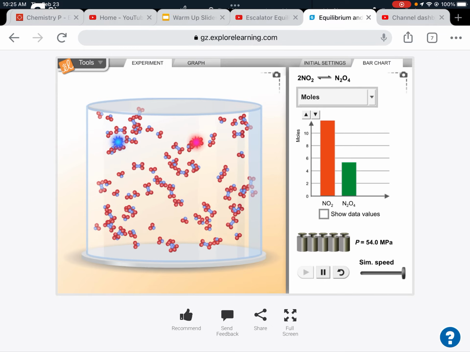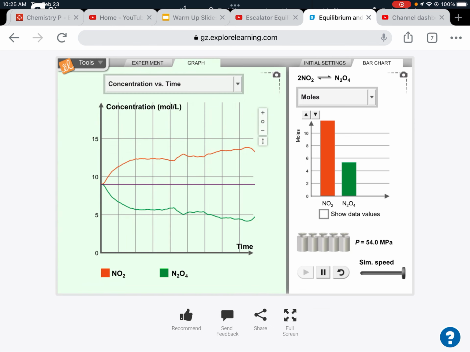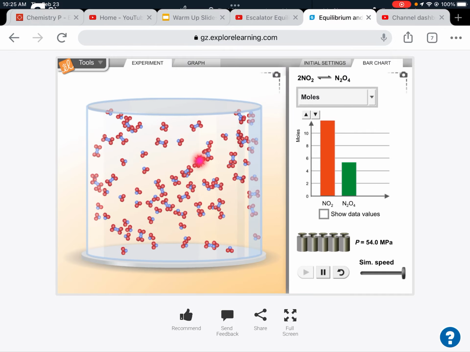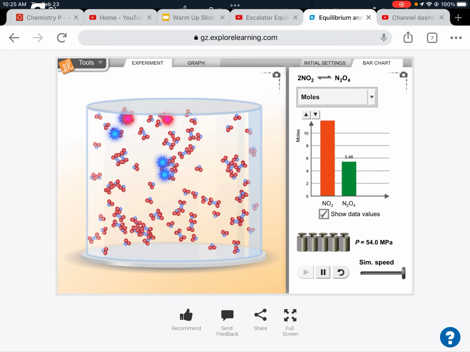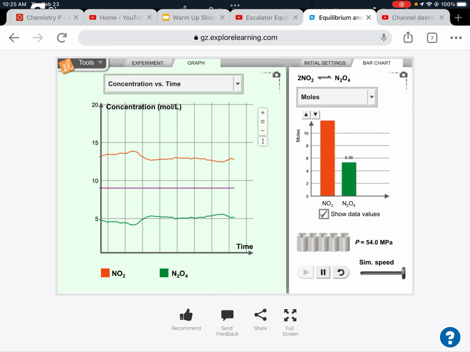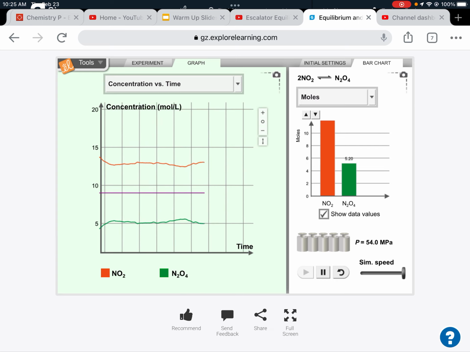So let's check if we have equilibrium yet. I'm looking at these graphs, and notice that the lines have kind of flattened out. Our bar graph isn't really changing a whole lot. This is equilibrium, right? So it's at something. Do we have values here? We can't really see the NO2. Let's see, do we have values here? So our NO2 is what? Sitting around 14 maybe? Or yeah, sitting around 13, 14. And our N2O4 is sitting around 5.